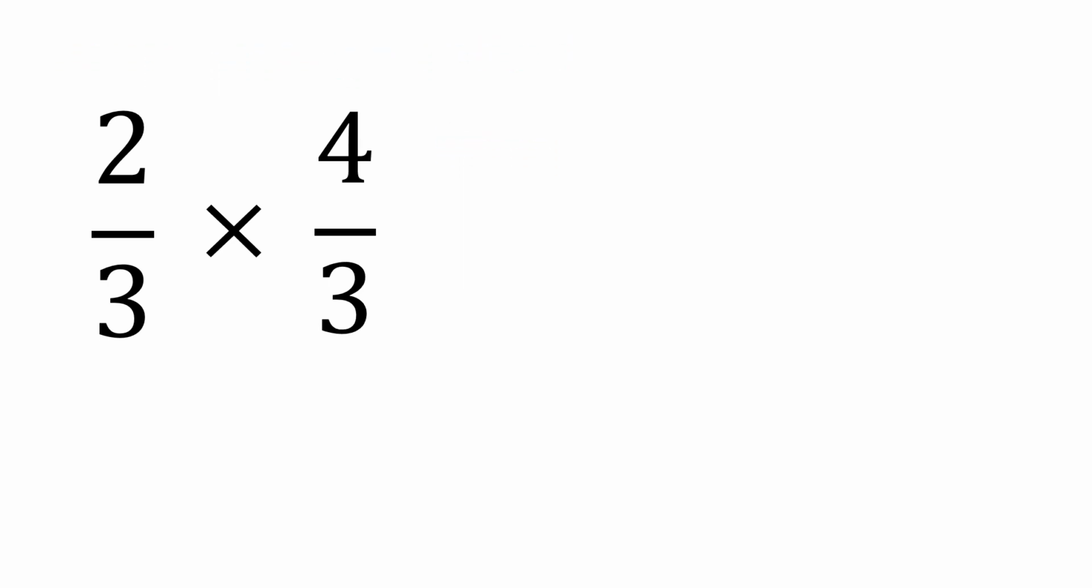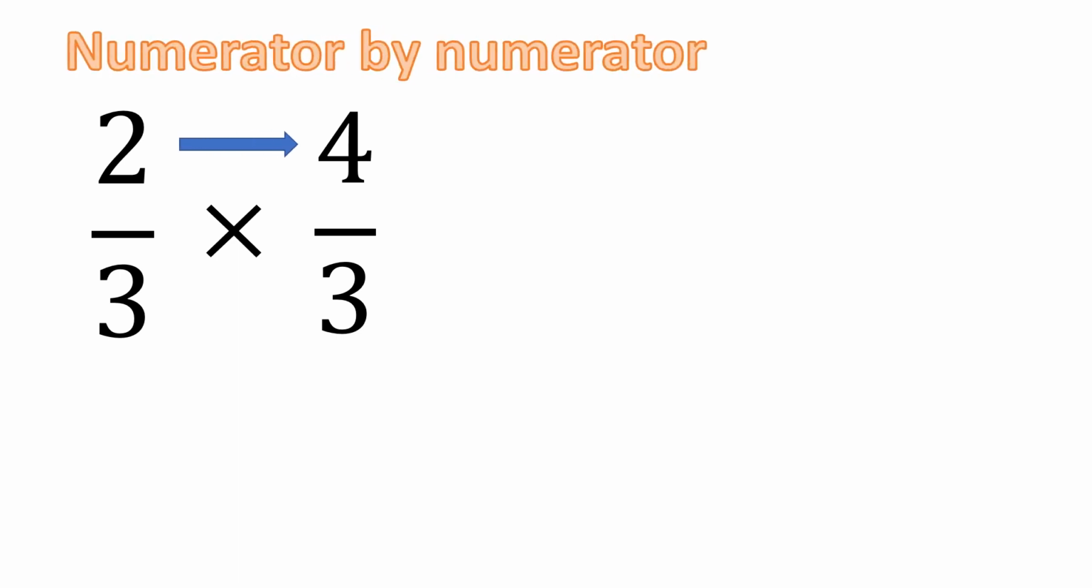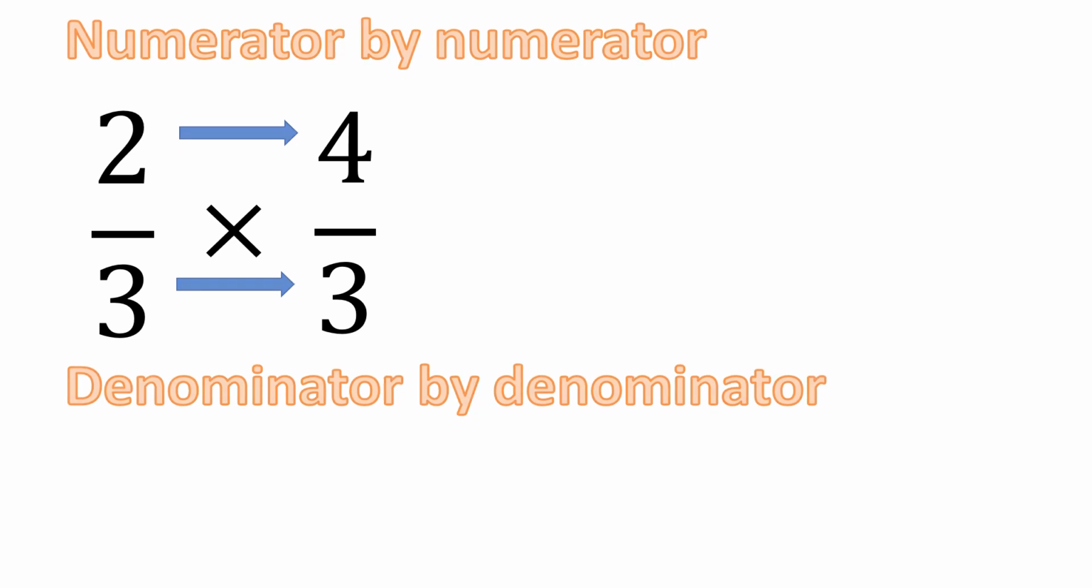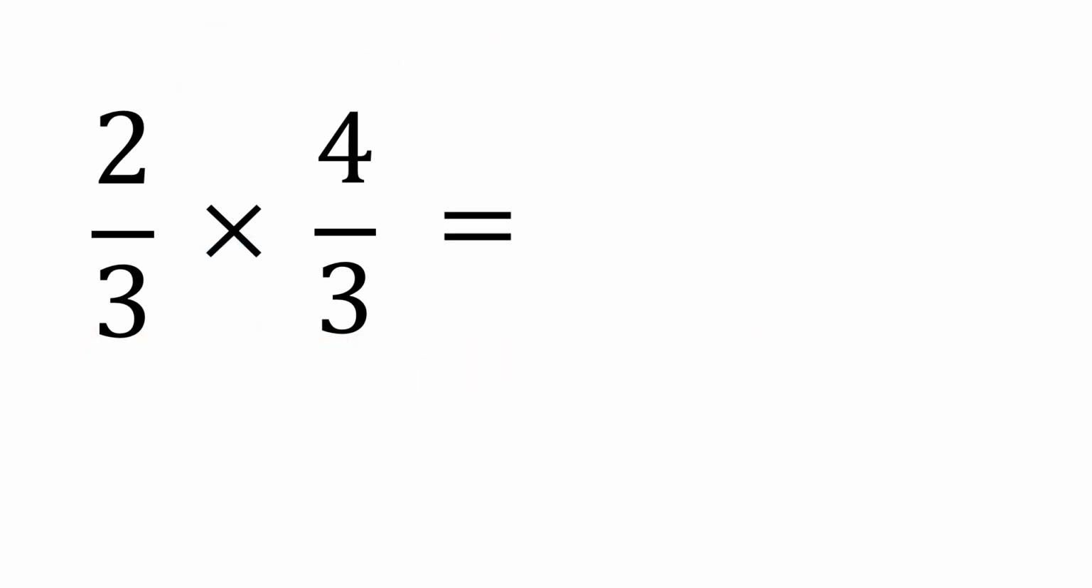That means we need to multiply numerator by numerator, denominator by denominator. So let's solve this. This is equal to 2 times 4, that's 8, and 3 times 3, that's 9. That means the answer is 8/9.